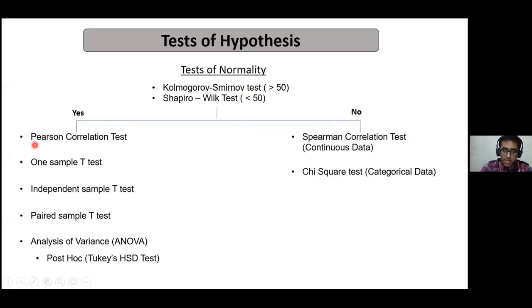For example, if my data is normal, then I will go for the Pearson correlation test, which will tell me about the correlation between or among the variables that we have. There is the one sample t-test, the independent sample t-test, the paired sample t-test, and analysis of variance. One sample t-test is used when we want to compare the mean of the sample with some hypothetical mean. Independent sample t-test is used when we have two different groups and we want to compare the means of those groups.